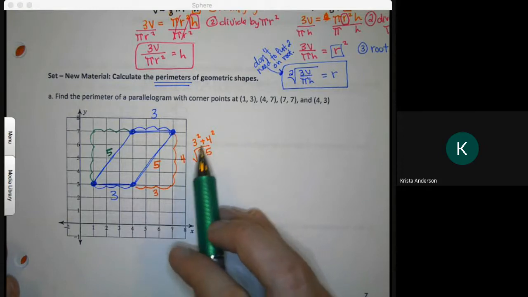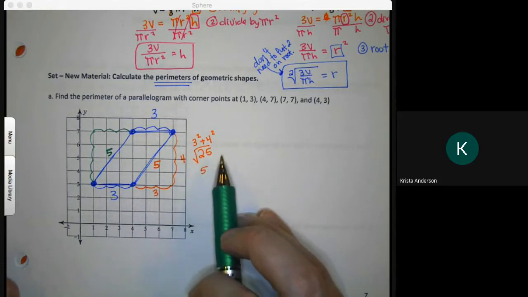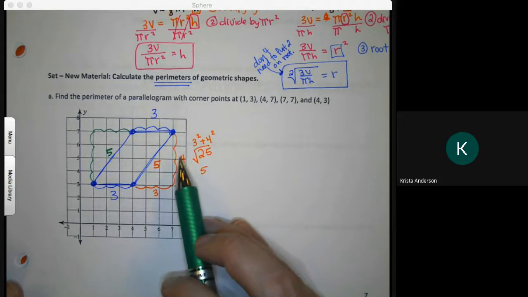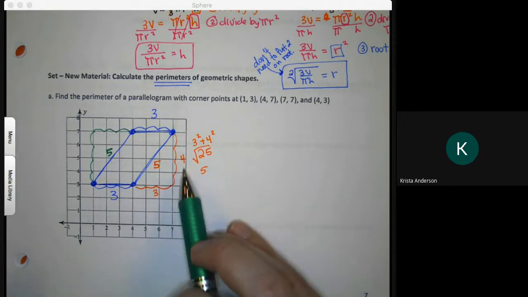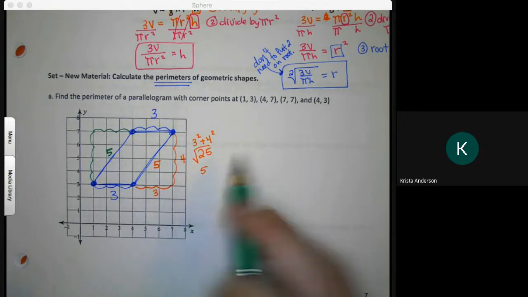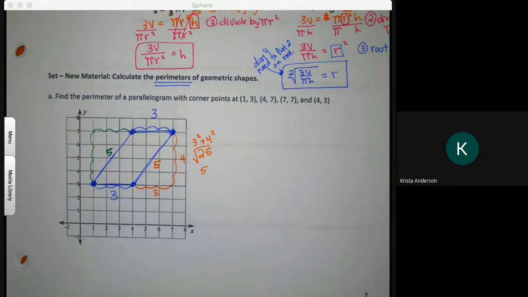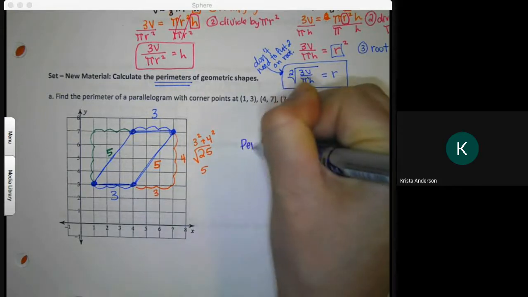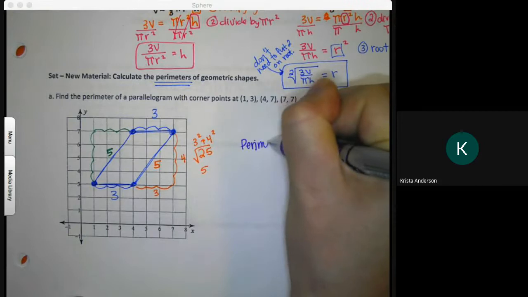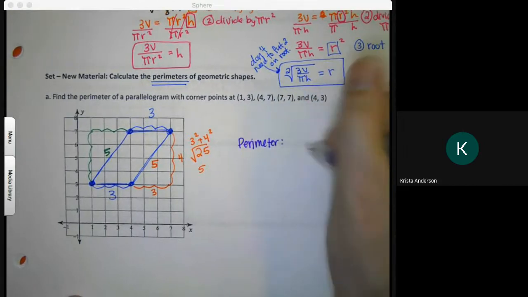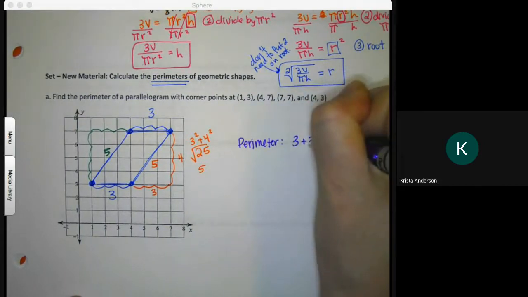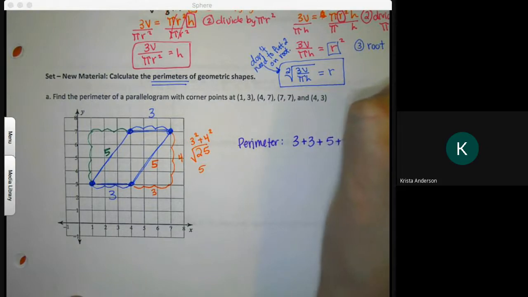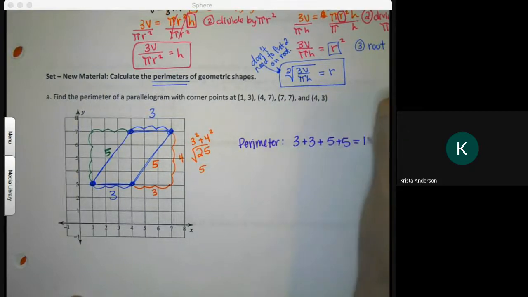What if this square root had not simplified? Is that okay? It's okay if you did not simplify it. Perimeter. I would do 3 plus 3 plus 5 plus 5 is 16.